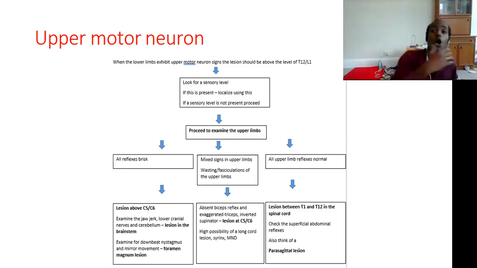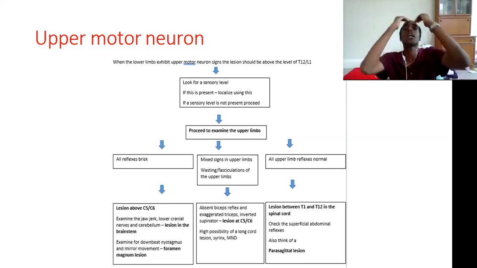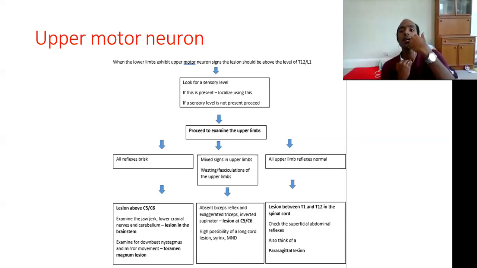Then finally, if you do the reflexes and all the reflexes are brisk, now you know the lesion has to be above this highest reflex. The highest reflex is C5. So it has to be above that. And then you do the jaw reflex. If that is brisk, it is in the brainstem above the medulla. If it is normal, it is between the medulla and the C5 area. Okay? And there is one point which you can localize further, and that is the foramen magnum level. With a lesion there, you get downbeat nystagmus and also mirroring of movement. Good.